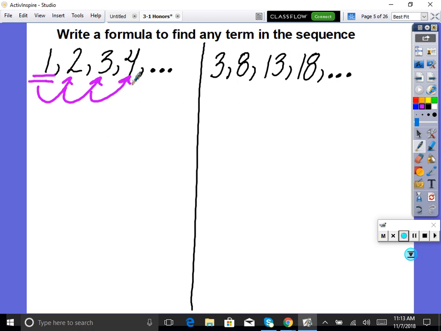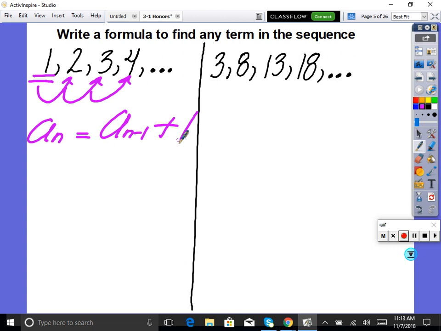So let's write a formula. So we'd say a sub n, any term in the sequence, will be, aren't we really just taking the previous term and adding 1? Previous term, add 1. So let's try that. A sub n minus 1, take the previous term and then you add 1.